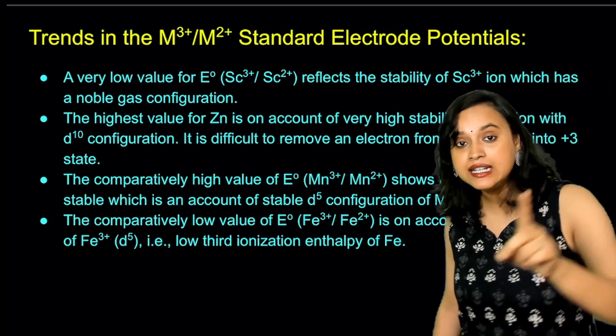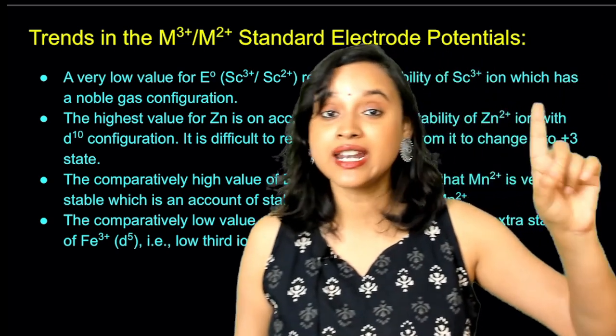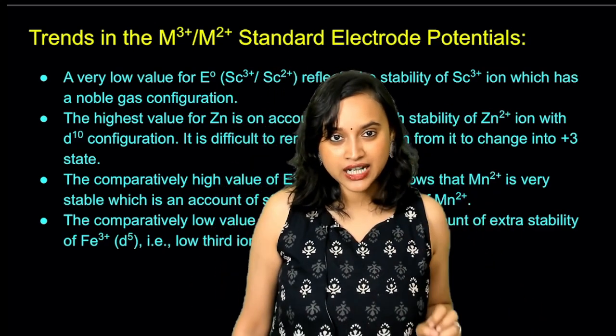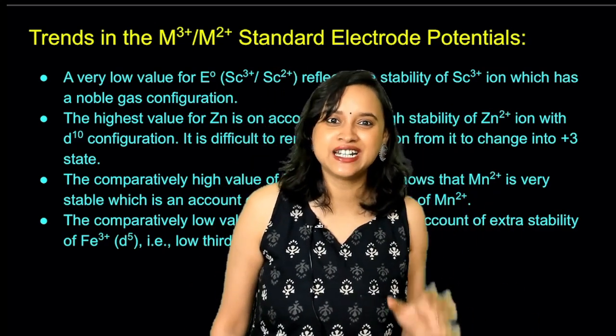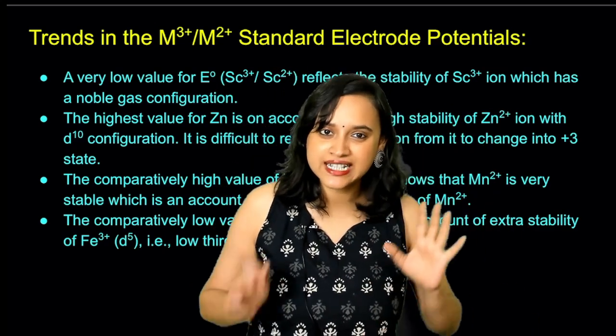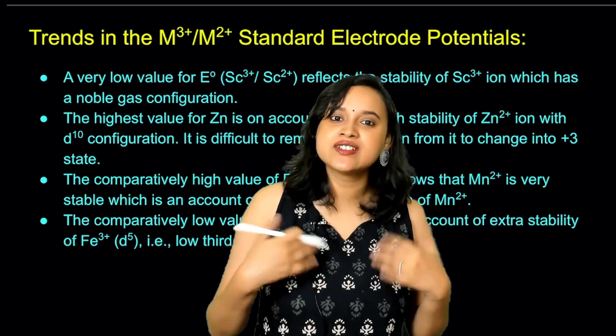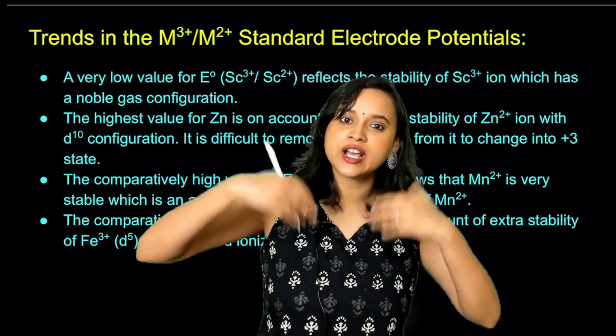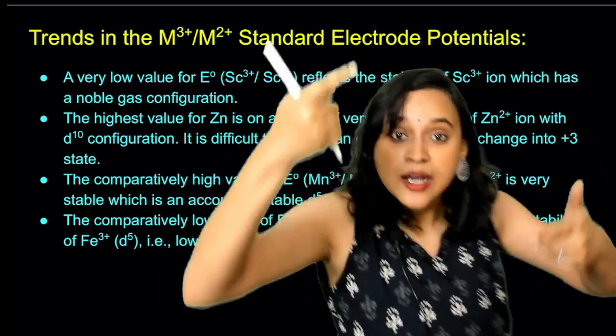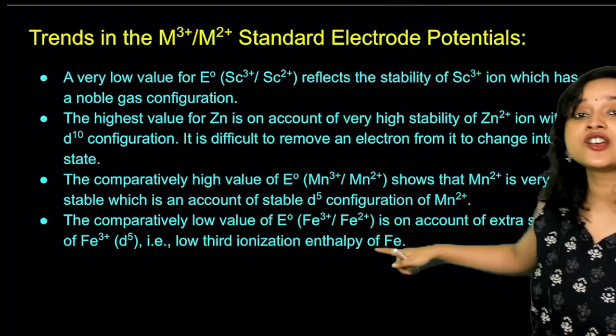Comparatively high value for E naught, Mn3+ to Mn2+, for manganese. If you look at manganese, it does not want to give away a third electron, because after giving away 2 electrons, it now has a half-filled stability, 3d5. Very nice, very good. It is happy there. So 3d5 is a stable electronic configuration, which is why it does not want to let go of the third electron.